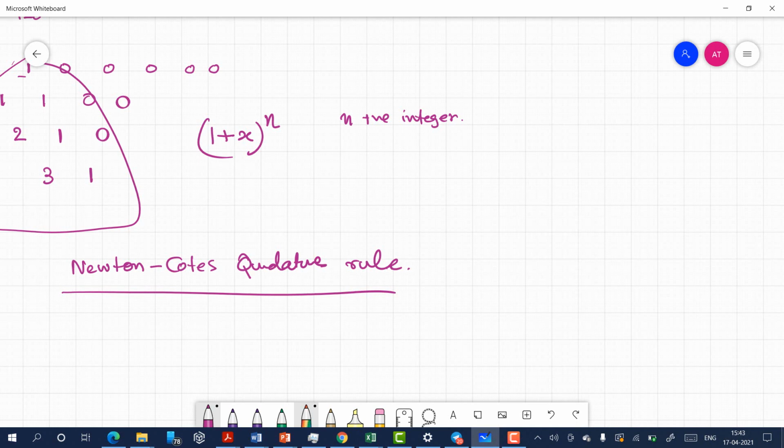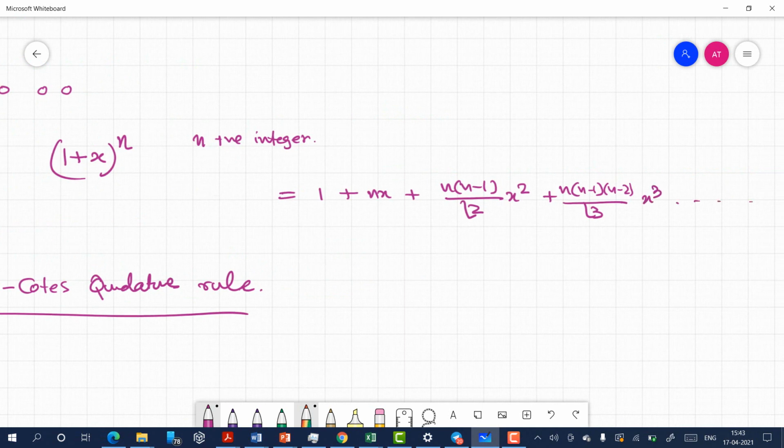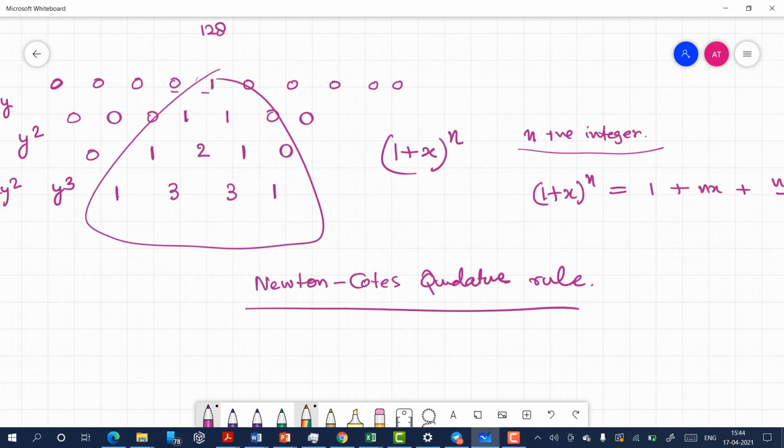So 1 plus x to the power n can be broken using the binomial theorem as 1 plus nx plus n into n minus 1 divided by factorial 2 x squared plus n into n minus 1 into n minus 2 divided by factorial 3 x cubed, and so on. Do you think this series is infinite? It is not infinite if n is a positive integer, and this is why you will get this Pascal's triangle, which is finite in size. You don't go to infinite numbers.